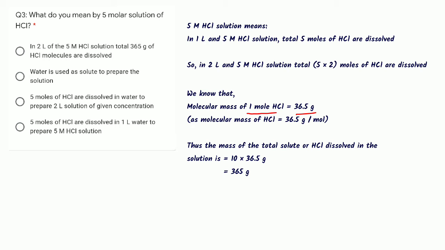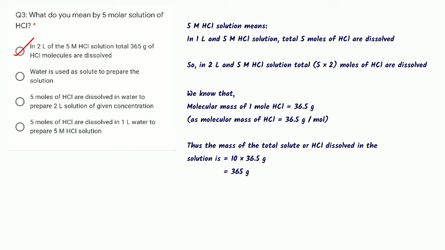So it is 36.5 gram for 1 molar. But for 5 molar it will be 5 into 36.5. But here how many liters are present? 2 liters, so we have to multiply again by 2. That means 10 into 36.5 gram, that means 365 gram. So in 2 liters of 5 molar HCl solution, a total of 365 gram of HCl molecules are dissolved. So this option is the correct option.